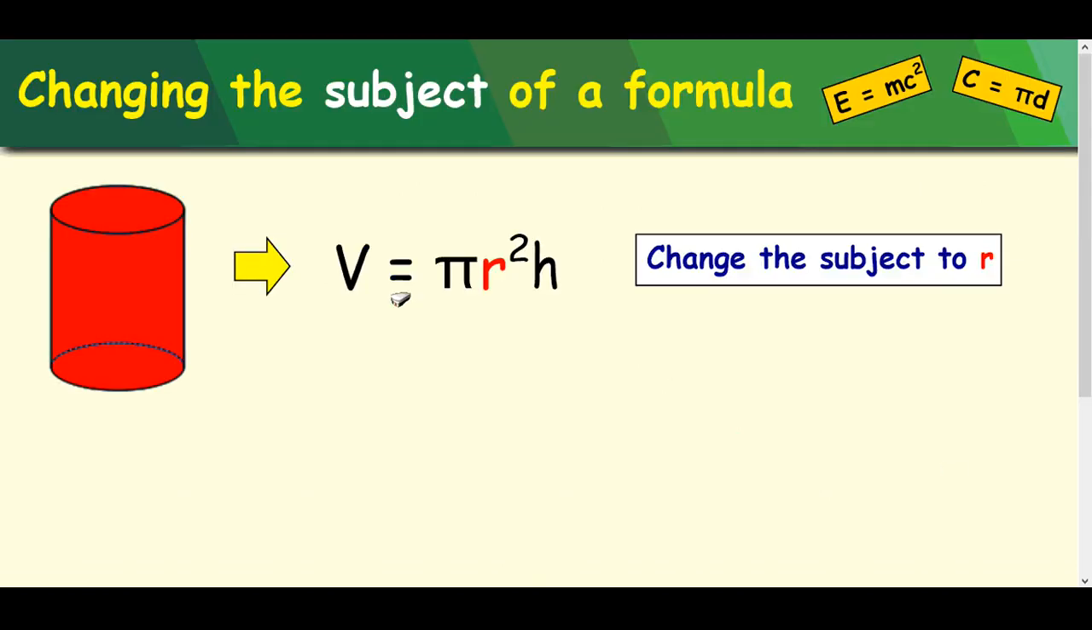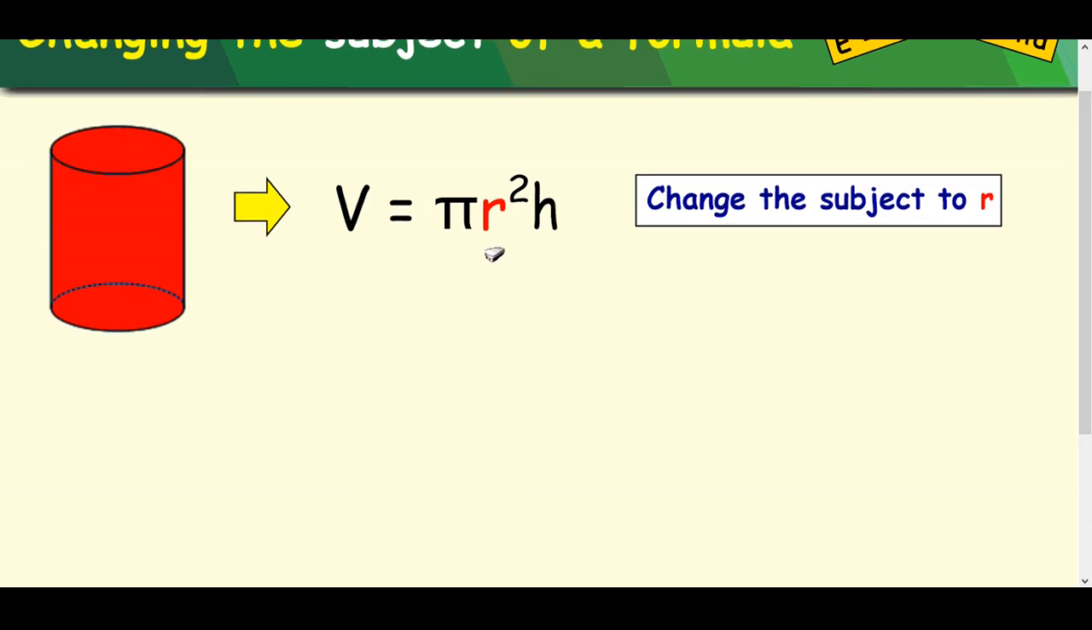Now let's put this into practice. In a formula you should know, this is the volume of a cylinder formula. And I want to change the subject to r. Okay, so the first thing I've noticed is that the r is on the wrong side, if you like, so I'm just going to rearrange it and put that in the left-hand side, pi r squared h.